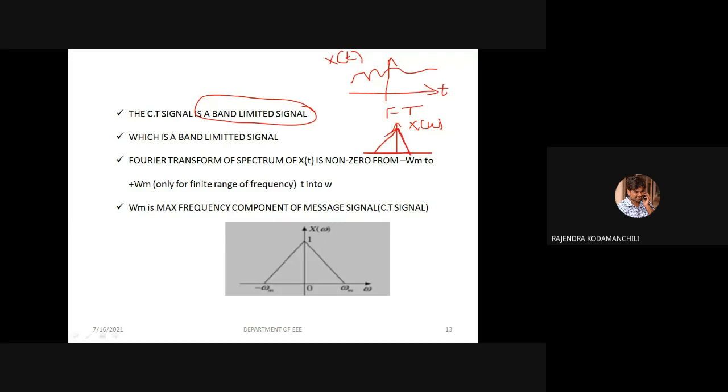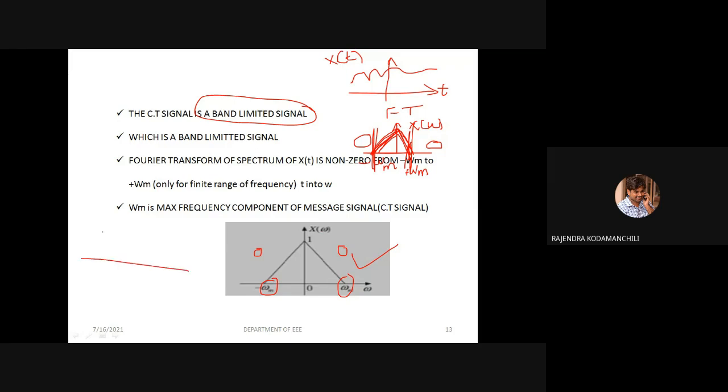It is non-zero from minus omega m to plus omega m. Before minus omega m, the value becomes 0. After omega m, the value becomes 0. Otherwise, the value becomes 0. This is the Fourier transform of any band limited continuous time signal.